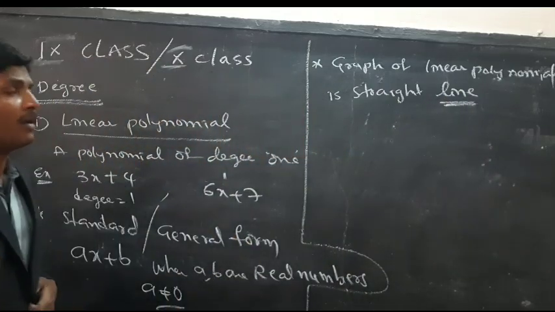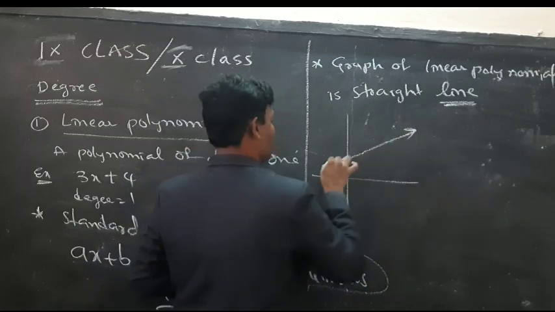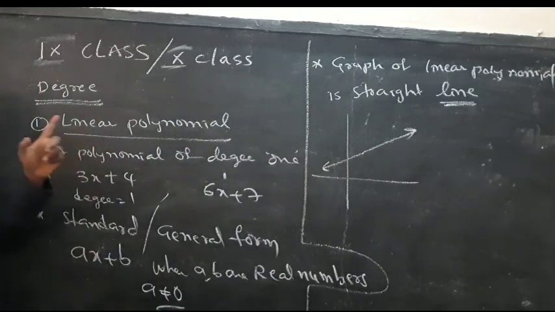Graph of a linear polynomial is a straight line. If you take a linear polynomial and graph it on graph sheet, you will get one straight line. So this is the basic information about linear polynomial.